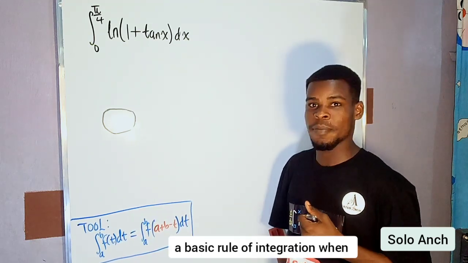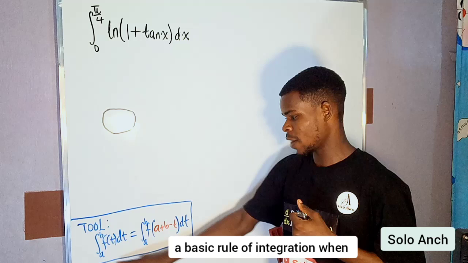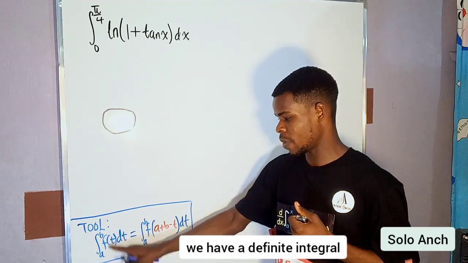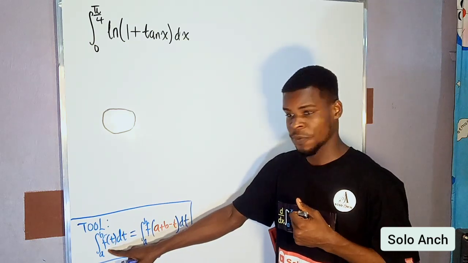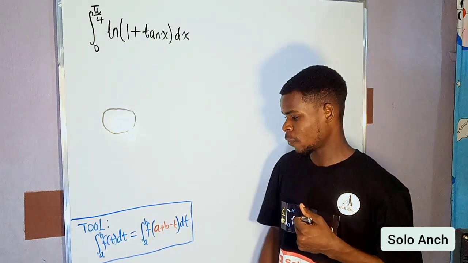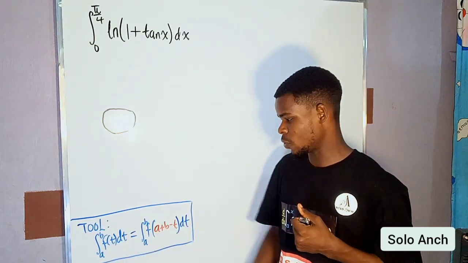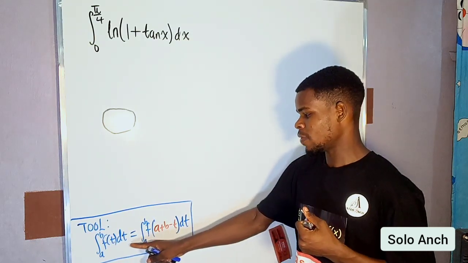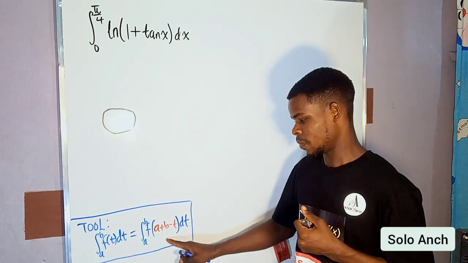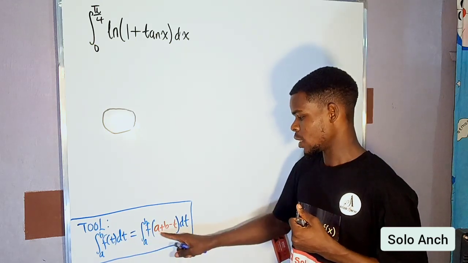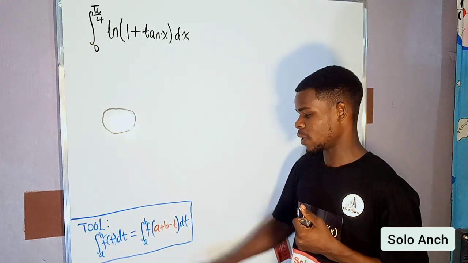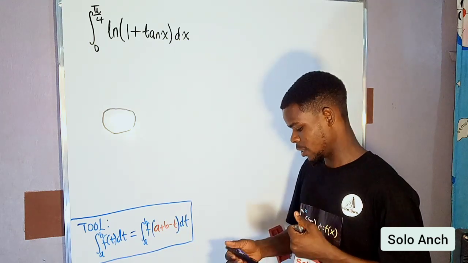This is in fact a basic rule of integration when we have a definite integral with the bounds of integration as numbers. Let's assume that this function, little f of t, is integrable on the closed interval a to b. If that is the case, then these are the same. Notice that the argument t has been replaced with a plus b minus t. That is the sum of the bounds of integration, and then we subtract t from that.